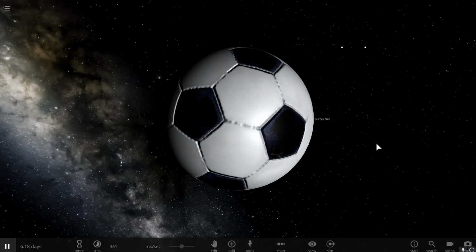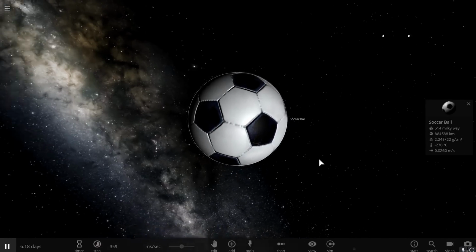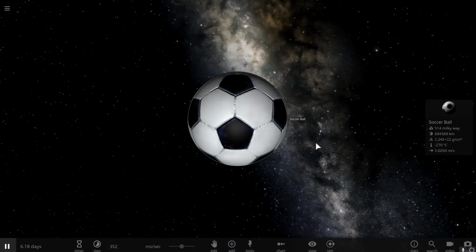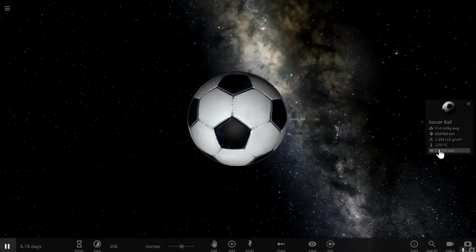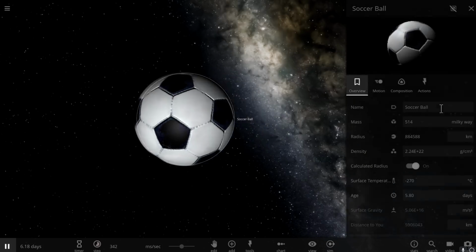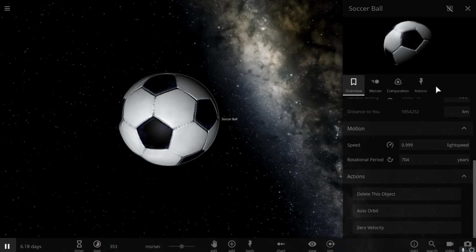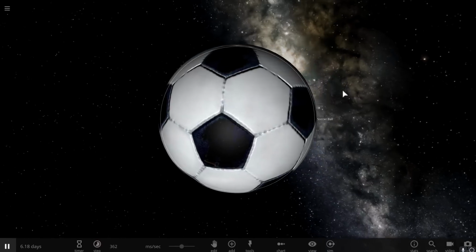So even though you may not be able to tell, this is actually a tremendously large soccer ball, approximately 500 Milky Ways in mass and tremendously large in size. And it's also moving at a relatively slow speed. But if I were to give it a speed of light, or about 0.999 of the speed of light, it would actually still remain ball-like.